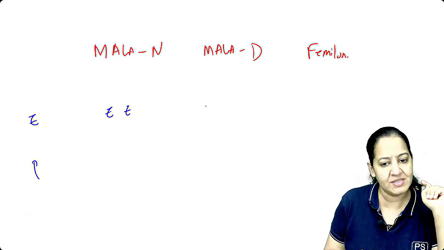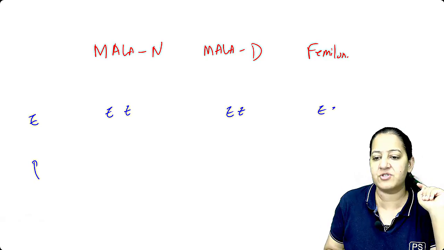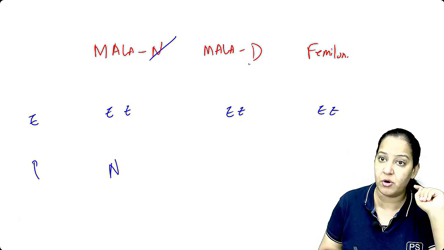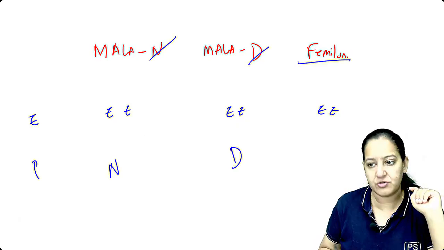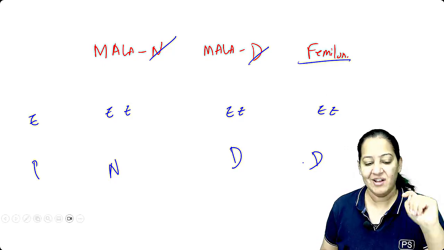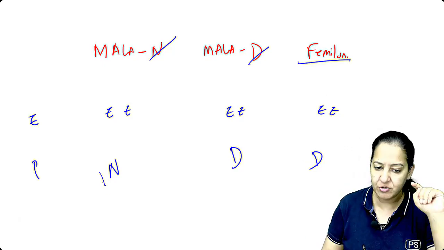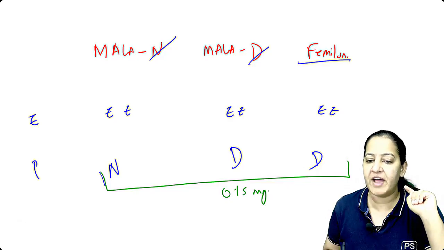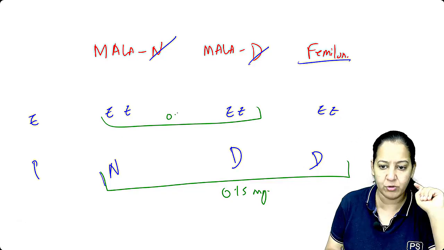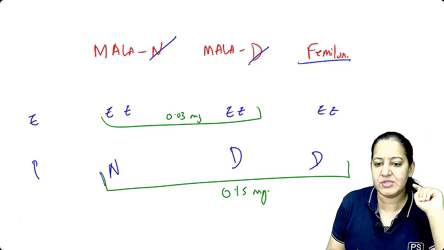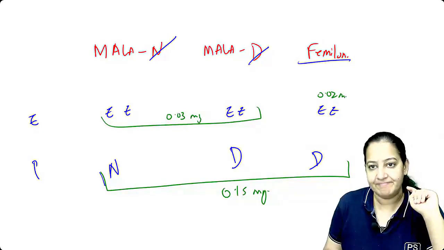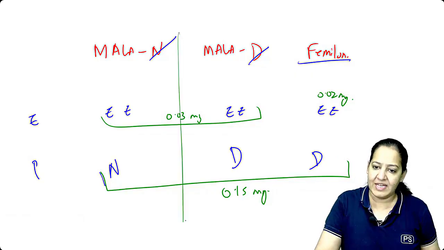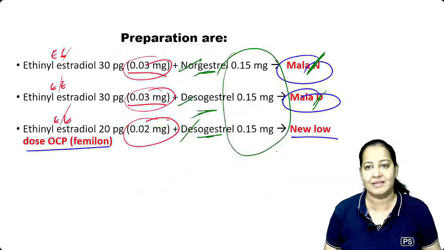Estrogen is the same in all of them, ethinyl estradiol. And now progesterone is different. N for norgestrel. D for desogestrel. Femilon also has desogestrel. Now tell me how much. So progesterone is always 0.15 milligram. Estrogen 0.03 milligram, but we have reduced it to 0.02. I tried my best to explain to you. How many of you got it? You have to learn the composition of Mala D, Mala N, and Femilon. Please learn that.